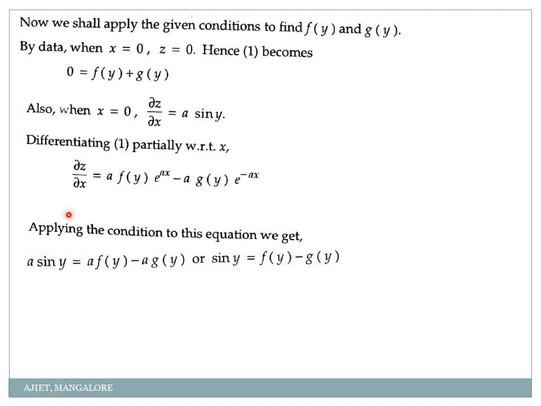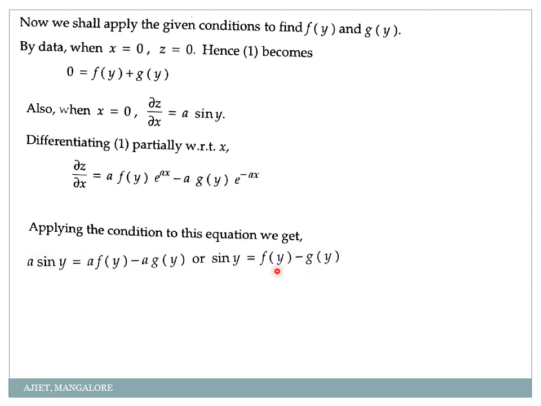In the place of dou z by dou x I am taking a sin y is equal to e power 0 is 1, again e power 0 is 1, a into f of y minus a into g of y, or I can take a as a common term here. I can cancel that a with this a. Okay. So I'll get sin y is equal to f of y minus g of y. So again I am getting two equations. What are those two equations? First equation is 0 is equal to f of y plus g of y, and second equation is sin y is equal to f of y minus g of y.